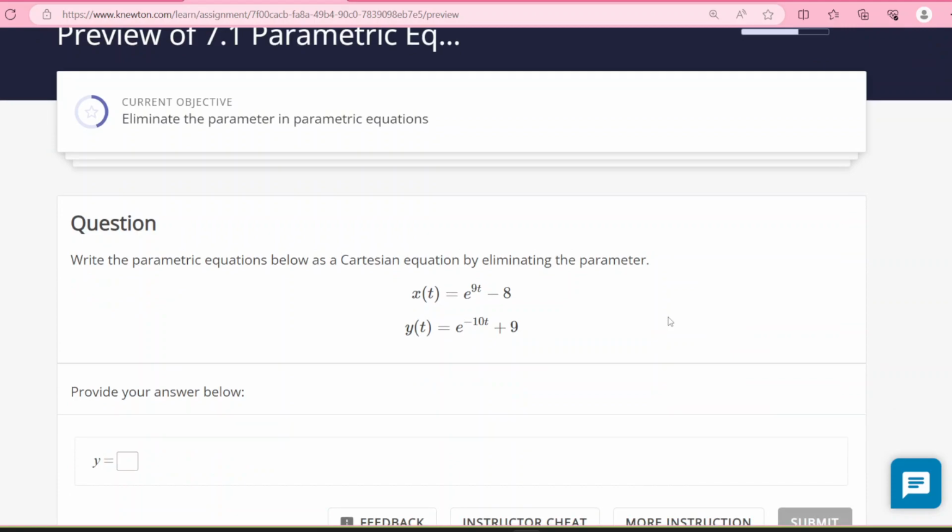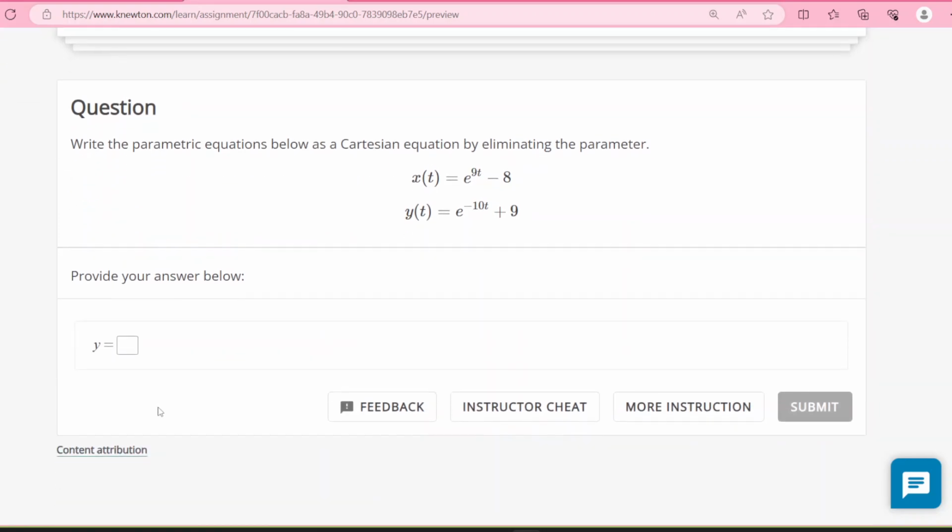All right, so this one's different. They're not asking for the domain, but they are asking us to eliminate the parameter. Write the parametric equations below as a Cartesian equation. So again, take these x of t, y of t, and notice here they have y equals. So I want y equals and then just something with x, right? No t.